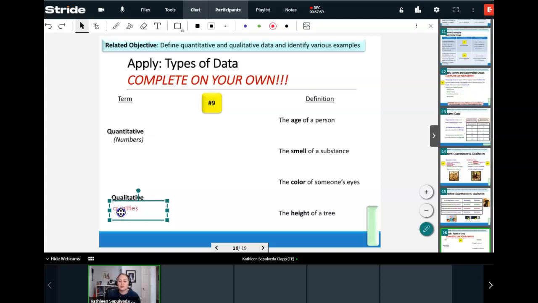Okay, qualities. I want you to match up the definition. And again, you're going to have more than one. The age of a person, the smell of a substance, the color of someone's eyes, or the height of a tree. I want you to go ahead and match those up, and then we'll go over it in just one second. I know it's a complete on your own, so go ahead and raise your hand once you have completed it.